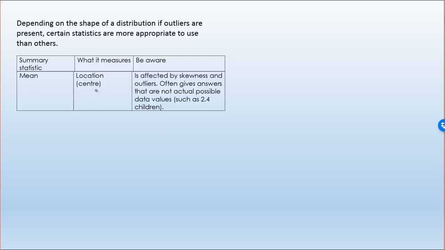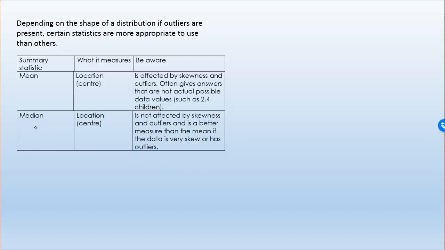So the mean is a measure of central tendency or location. It measures whereabouts the middle of the data is. But you need to be aware that this can be affected by skewness and also outliers, particularly if your outliers are at one end. It often gives answers that are not actual possible data values, such as 2.4 children. You can't have 2.4 children, but the mean can be 2.4. So it's just something to be aware of.